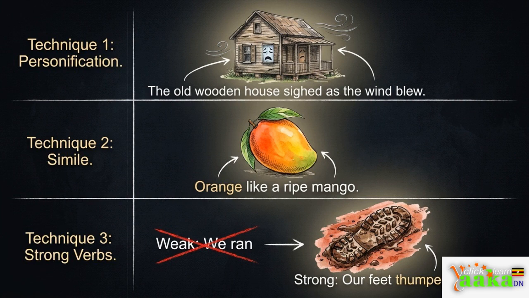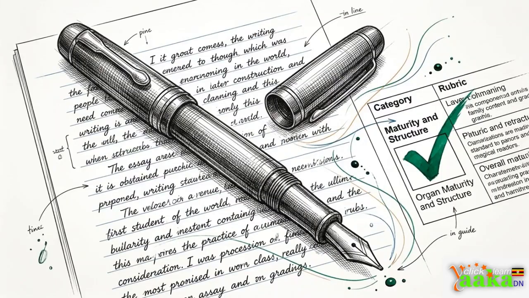Third, strong verbs. Replacing weak default verbs drives narrative momentum. Instead of saying, "we ran," we can write, "our feet thumped," which forces the reader to hear the movement. These techniques are structural tools. They provide the precision necessary to elevate the maturity of your writing.